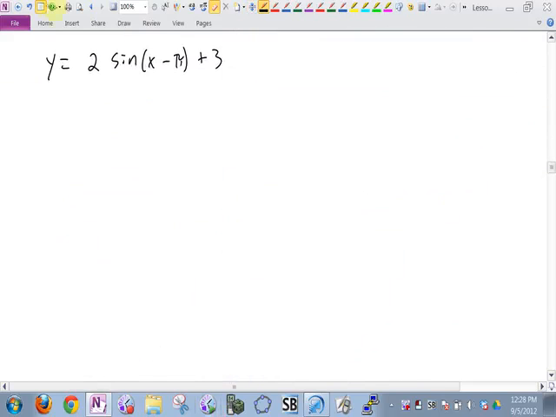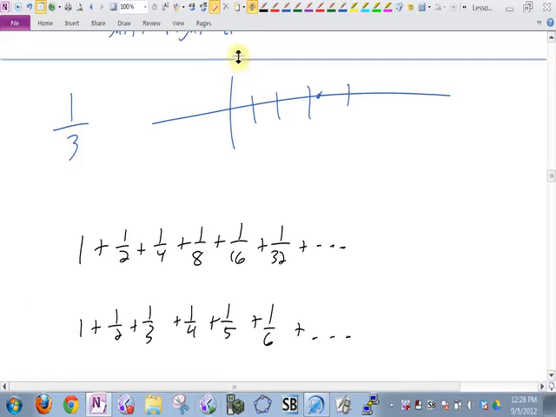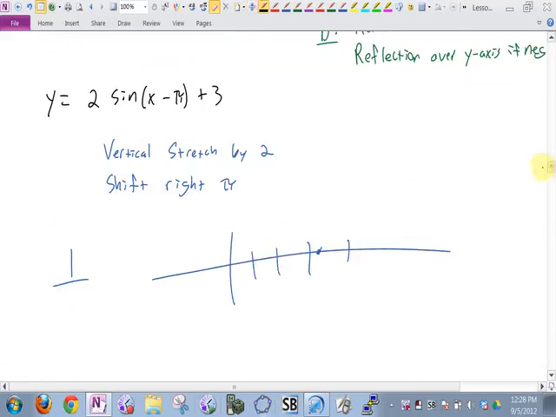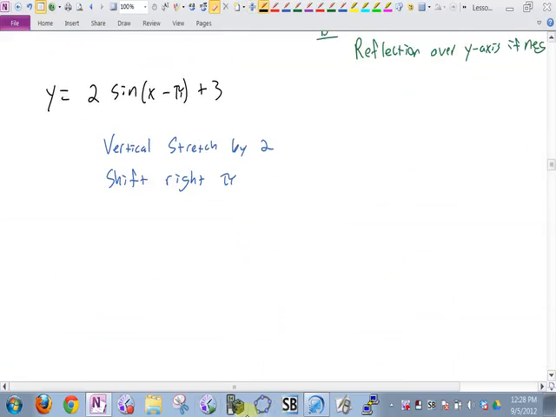So, question. Keep listening. We determined this was a vertical stretch by 2, a shift to the right pi, and a shift up 3. Could I rearrange the order of those transformations in any way and get the same exact graph? Yes. So I could shift to the right pi, then vertically stretch by 2, then shift it up 3. Yeah, I think that would result in the same graph.